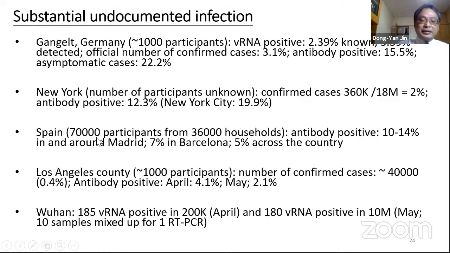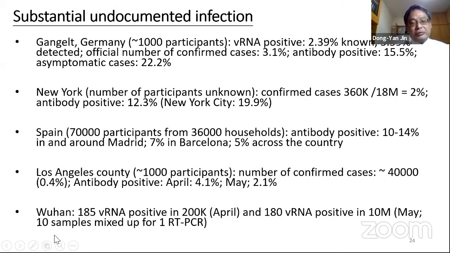And then different organizations and different people are also checking for RNA and for antibodies in different places. In New York, they checked for antibody, and in New York City it's around 20% positive, and statewide it is 12.3%. Many more than the diagnosed or confirmed cases. In Spain, 7% in Barcelona, 5% across the country are antibody positive. But the confirmed cases are much less.